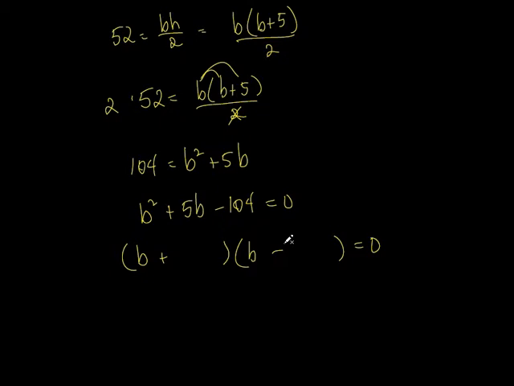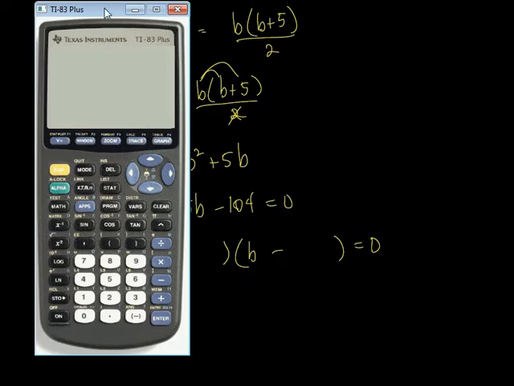Because if I multiply two things and it comes out to be negative, I have to have a negative and a positive. So now watch. These have to multiply to be negative 104, and they also have to add up to be a positive 5. Now 104 is not one of those numbers that pops into my head, so let's just try a couple of things.